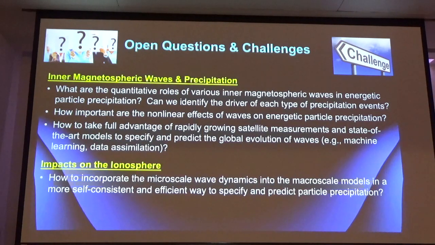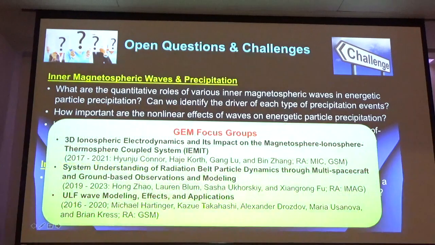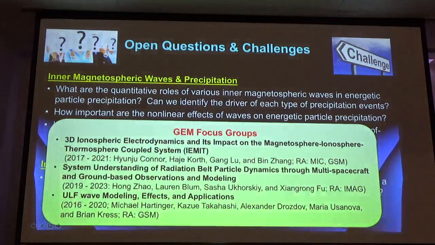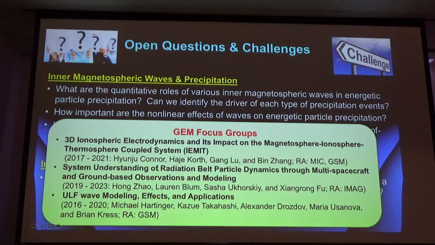And the inner magnetosphere populations are coupled with the thermosphere and ionosphere, but the physics linking them are very different. So how to incorporate that kind of microscale wave dynamics into the macroscale models in a more self-consistent and efficient way, to ultimately specify and predict the particle precipitation, is another major challenge. So the ongoing and upcoming focus groups, including EMIC and a new radiation belt as well as the ULF focus group, will continue to address some of those challenges.